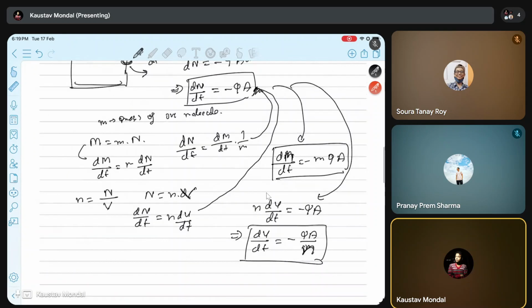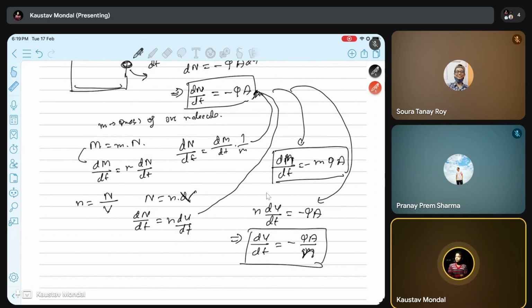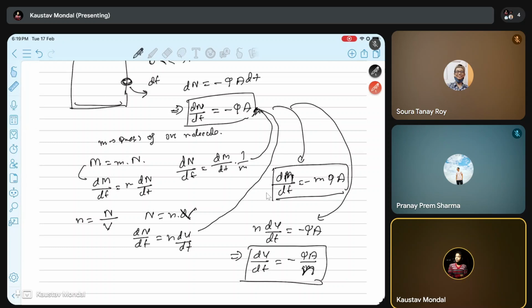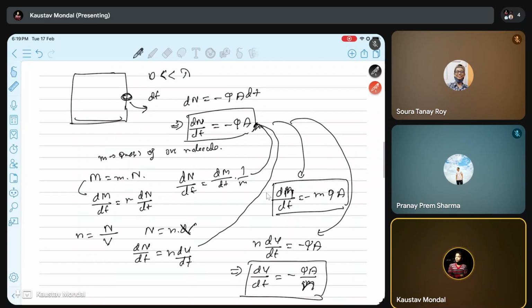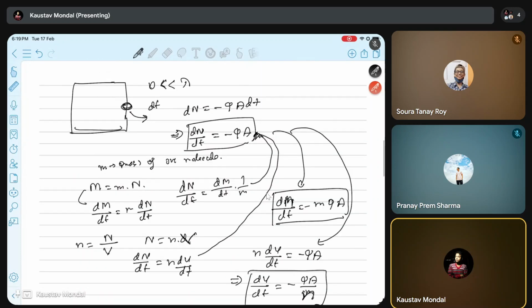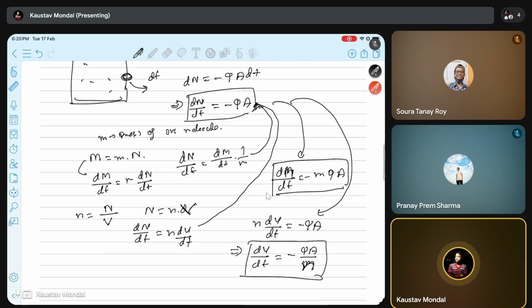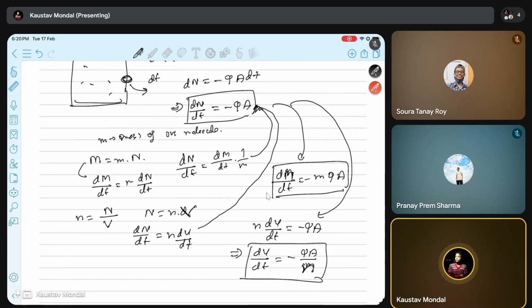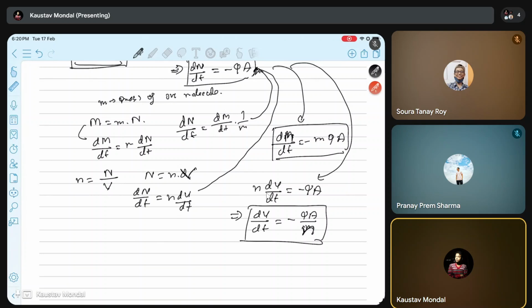So how the number of particles change during the effusion process, maybe that can be given, or how the mass is changing inside this box, that can be given, or how the volume can change inside the box, that can be given in the problem. So depending upon that, these three equations can be used.